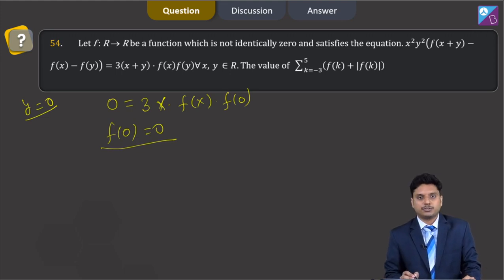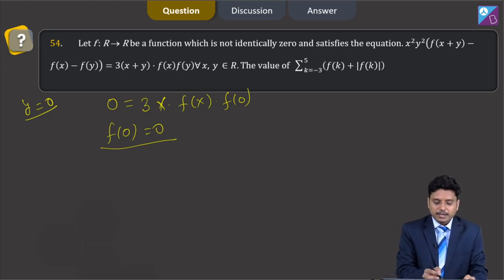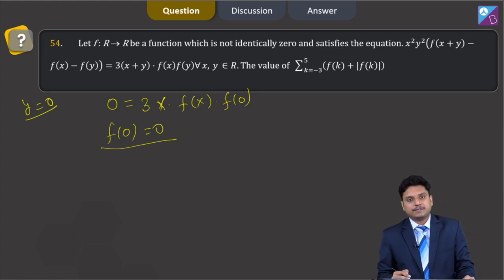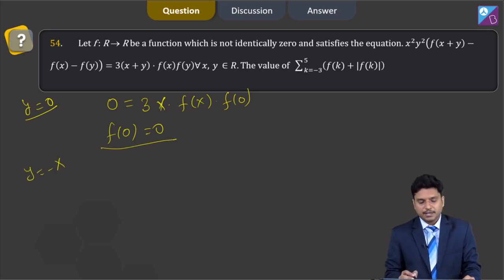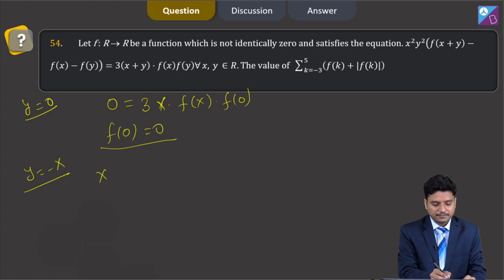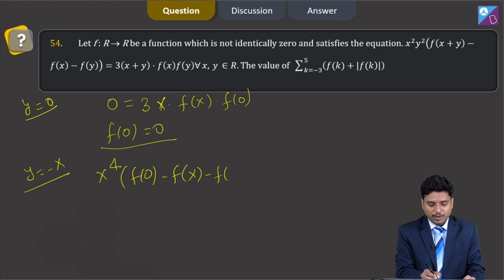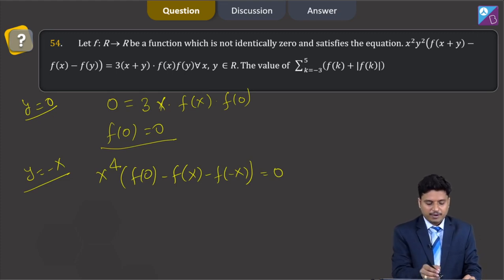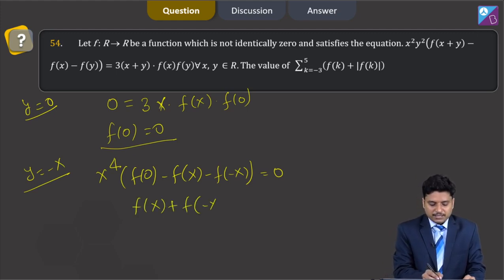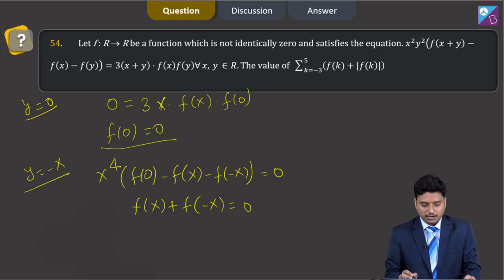So f0 is equal to 0, that is for sure. Next, how can we again obtain f0? If we put y as minus x, what will we be getting? We will be getting x raised to power 4 f0 minus fx minus f of minus x is equal to, here we will be getting 0 because y is minus x, so this bracket turns out to be 0. So fx plus f of minus x is actually f of 0, which was 0, that means fx is an odd function, that is also clear.